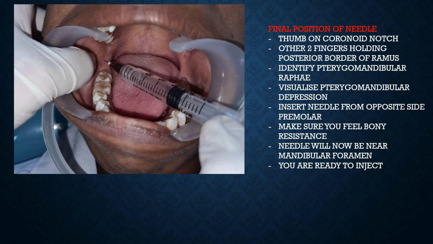So to reiterate our final position of the needle, keep the thumb on the coronoid notch, the other two fingers holding the posterior border of the ramus of the mandible, identify the pterygomandibular raphe, visualize the pterygomandibular depression, and the needle is inserted from the opposite side premolar. Make sure you feel the bony resistance, and in this position, the needle will now be close to the mandibular foramen. You are now ready to inject for the inferior alveolar nerve block.